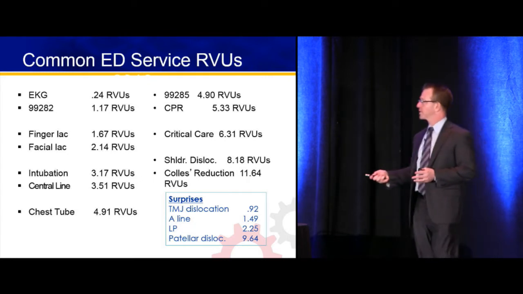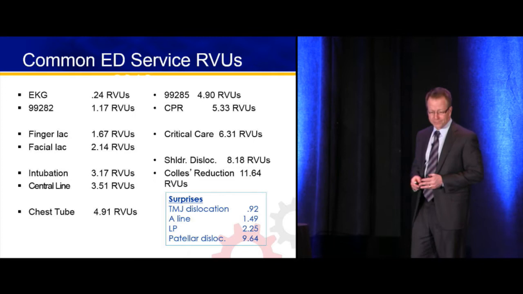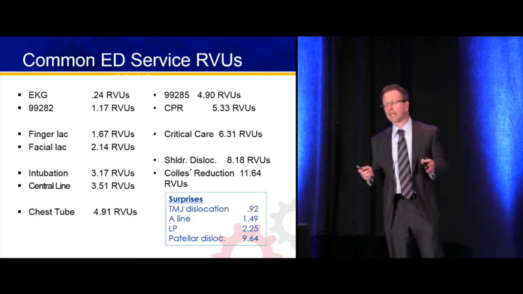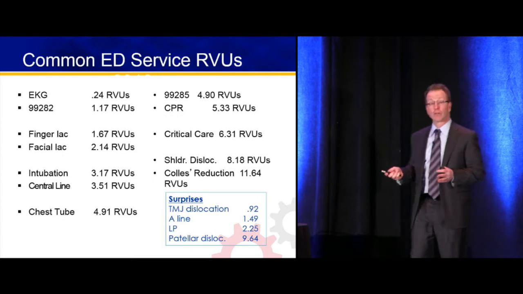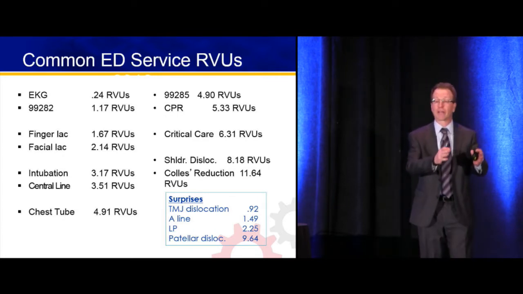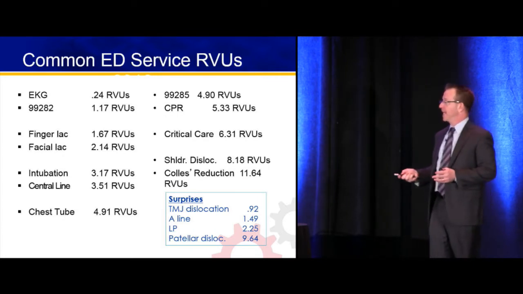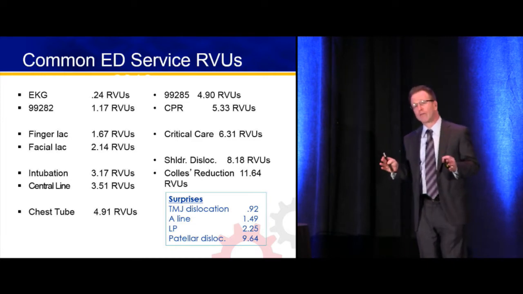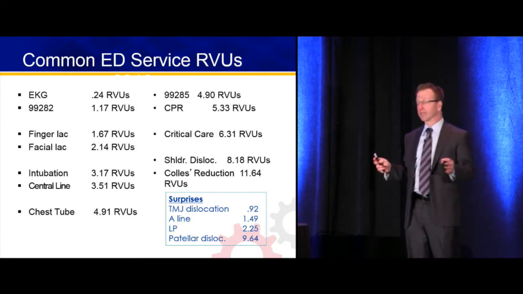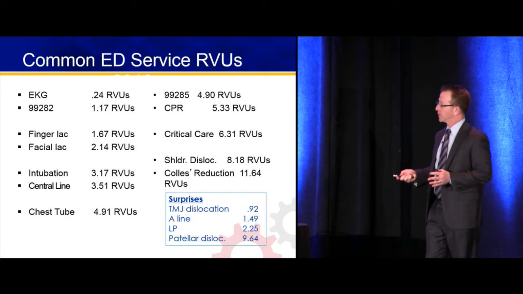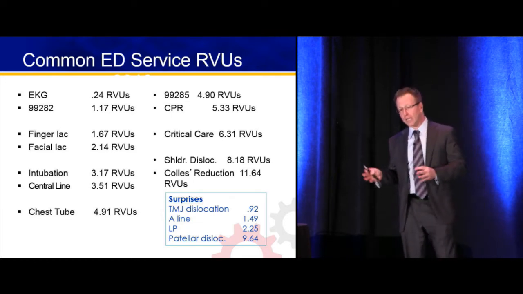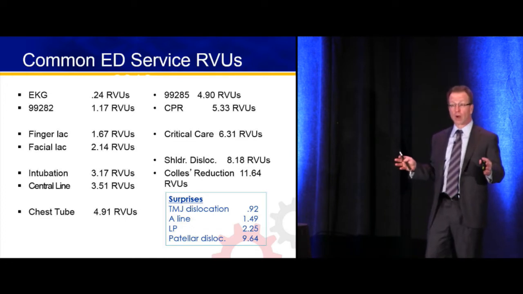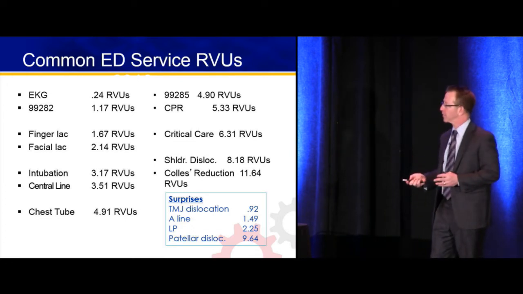99282, 1.17 RVUs. Finger laceration, 1.67. Facial laceration, 2.14. And that's why it's so important to document the difference in that location from the finger to the face. Intubation, grossly undervalued, life-saving service, 3.17 RVUs. This was actually just presented at the RUC, and we argued for a higher valuation, and it was a very well-received argument, and I think we'll see some higher values in the future.